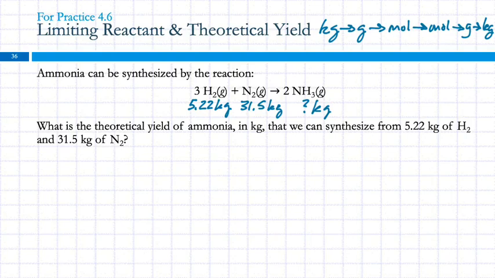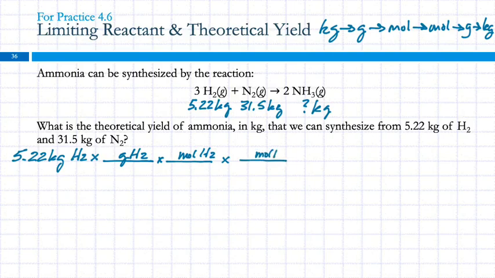So 5.22 kilograms of hydrogen. And I want to convert that to grams of hydrogen. So I can do grams to moles to moles to grams. And then I'm going to go to moles of hydrogen, and then moles of product, NH3, and grams of NH3, and then kilograms of NH3. So this part in the middle, grams to moles to moles to grams, that's what we were doing before. We've added something on the beginning and we've added something on the end. Sometimes that happens.